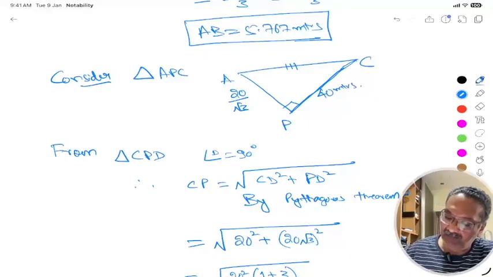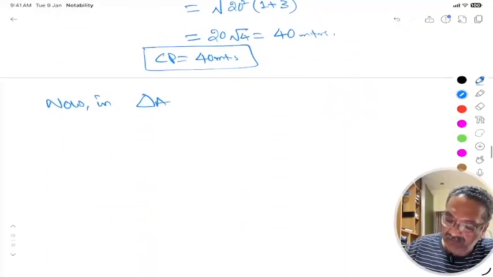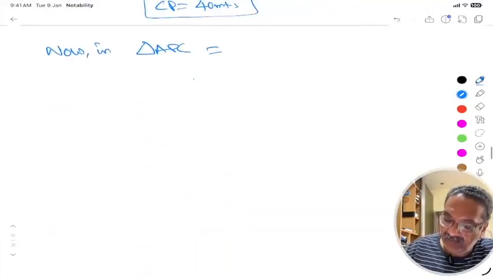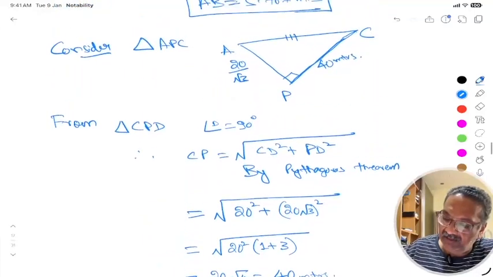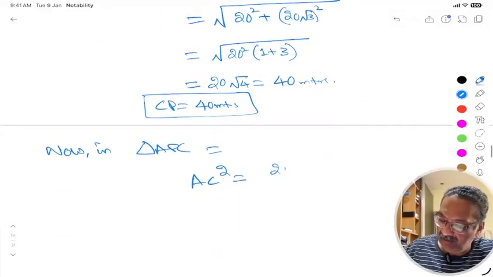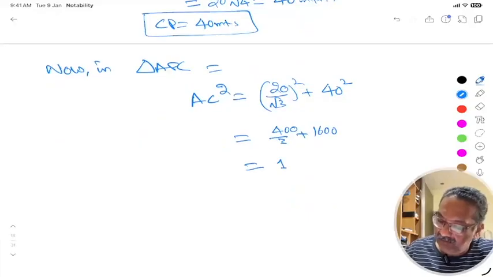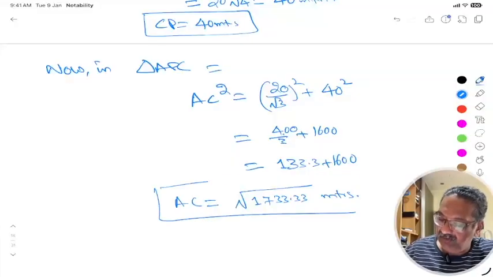Now let us find AC. In this triangle we can find AC. Now in triangle APC, we have hypotenuse AC square. AC square is equal to, this is a 90 degree angle. So the square of this is nothing but the sum of squares on these two: 20 by root 3 square plus 40 square. So this is nothing but 400 by 3 plus 1600, which is equal to 133.3 plus 1600. So AC will be square root of 1733.33 meters. You need to solve this value for AC.